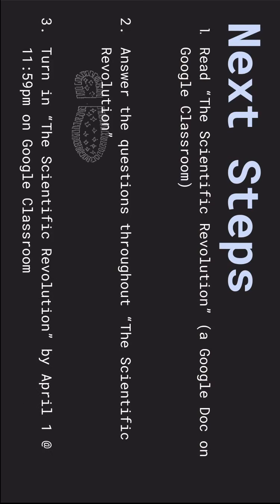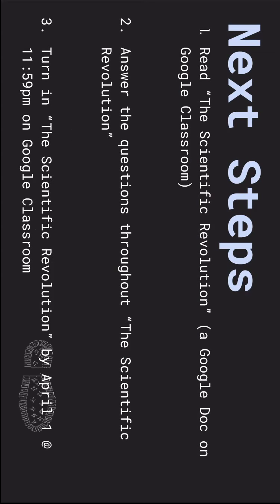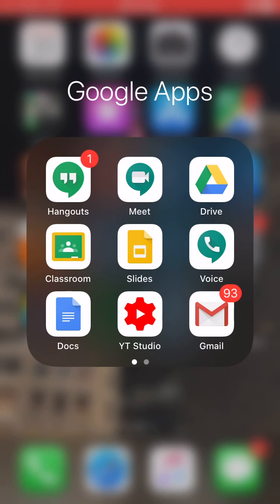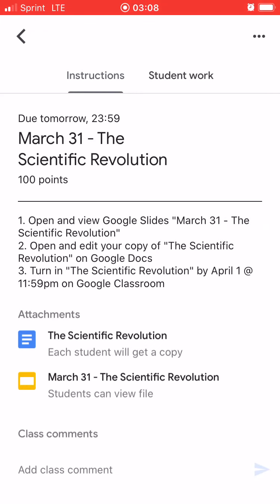So here are our next steps. We're going to go on to our Google Classroom and check out our reading, answer some questions, and turn this document in by the 1st of April at 11:59. So let's go ahead and get on that one. So here we are, our Google Classroom. Here we are, March 31, the Scientific Revolution. We're going to go ahead and look at the Scientific Revolution document.